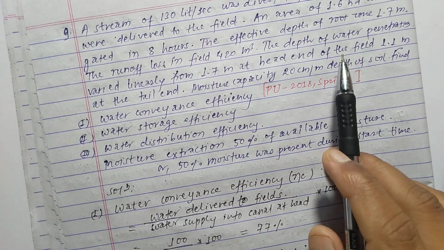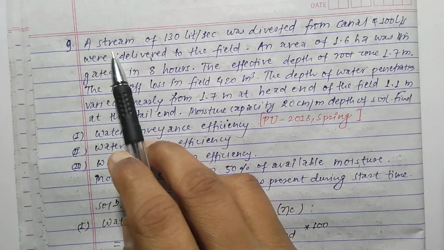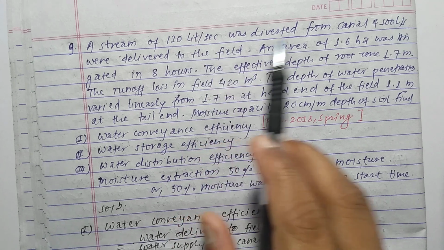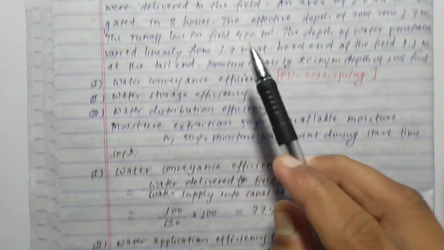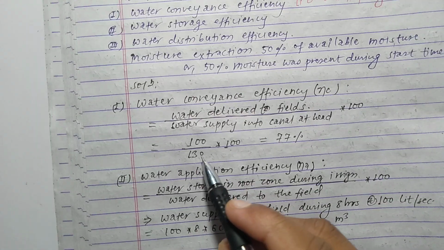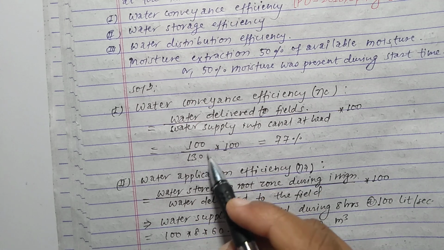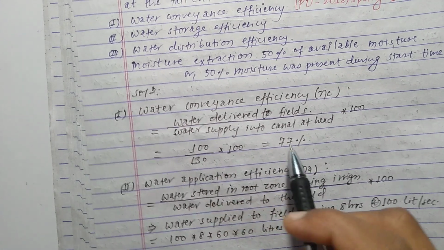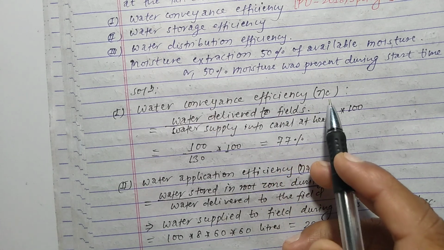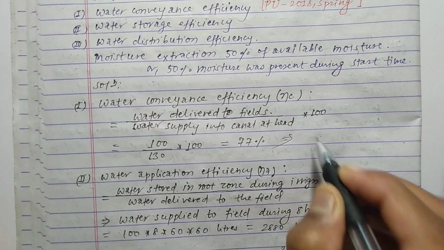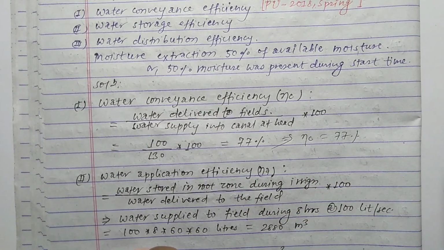Okay, I can show you here, and you can see here the total water supply, a stream of 130 liter per second, was delivered. It means this water is supplied to the field. So this value is taken, 130 water supply, and water delivered to the field is 100. After calculating this value we get 77% efficiency, the water conveyance efficiency, or you can say the value of eta C equal to 77%.